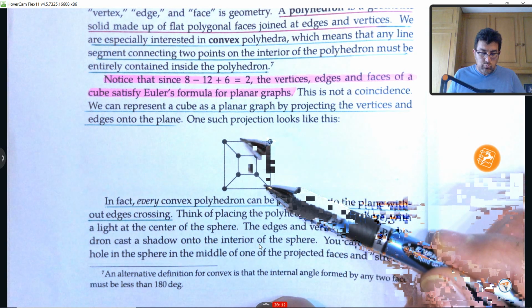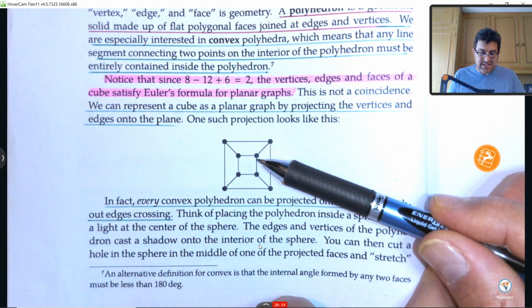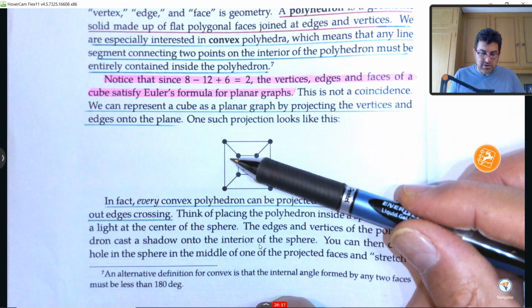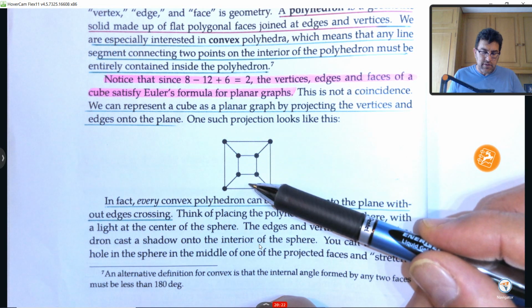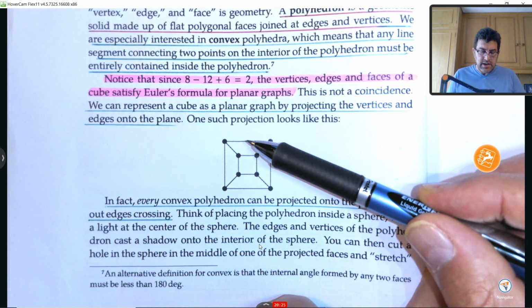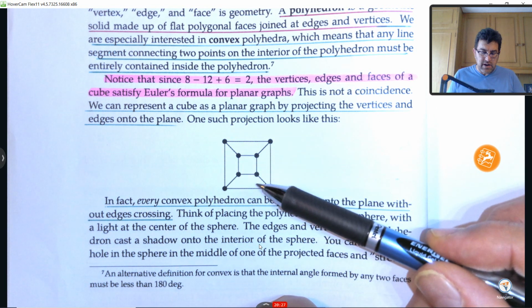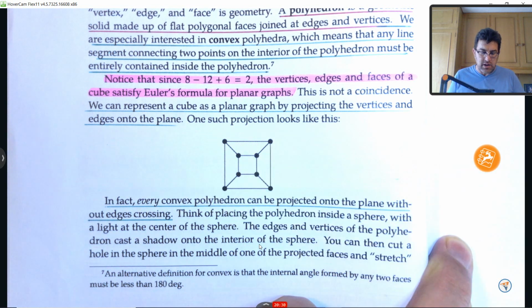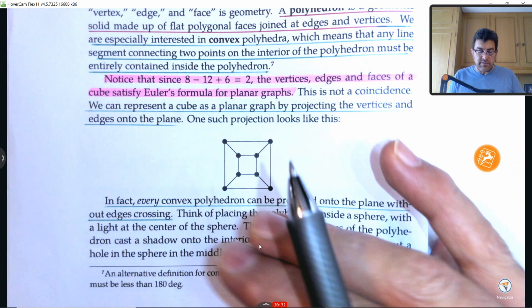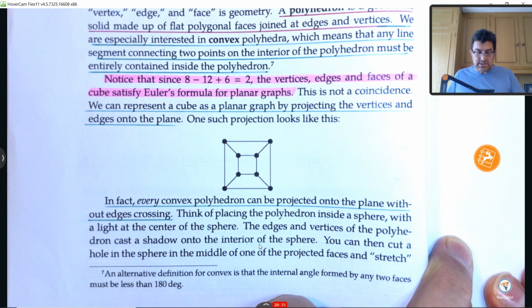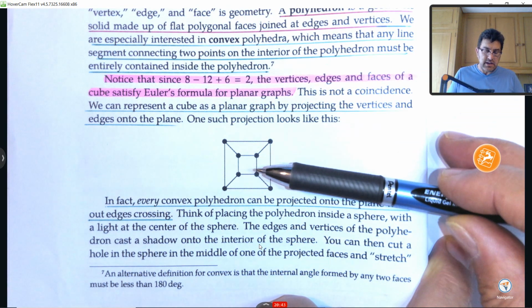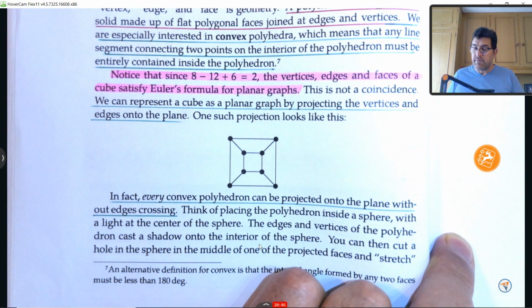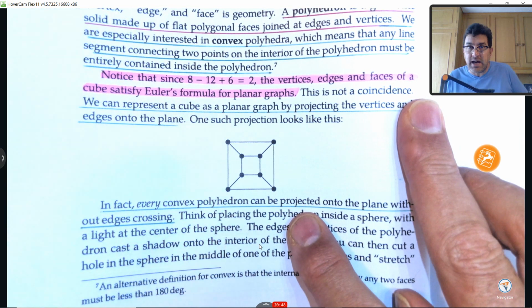Now another way to draw a cube is represented over here. There are 1, 2, 3, 4, 5, 6, 7, 8 vertices, 1, 2, 3, 4, 5, 6 regions, and 1, 2, 3, 4, 5, 6, 7, 8, 9, 10, 11, 12 edges. So if we work through the formula, we will see that in fact every convex polyhedron can be projected in a plane, and it behaves like what Euler's formula says it should behave like.